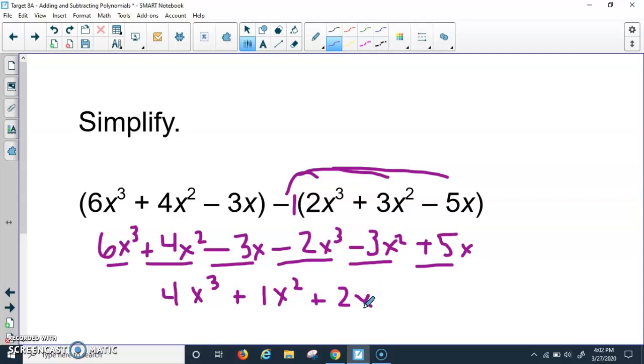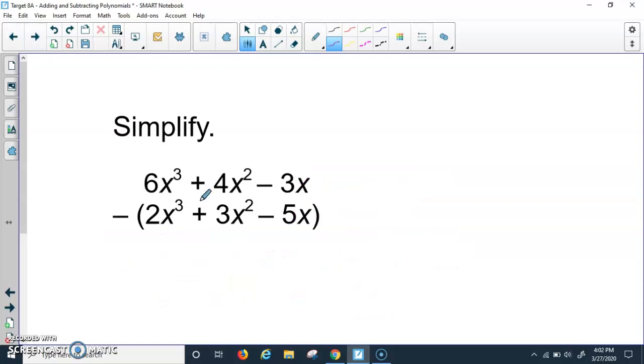Now, I will tell you this. So here's your answer, and it's in standard form because the exponents are going down in order from left to right. If you are given a problem in horizontal and you want to write it in vertical, you can go right ahead. Matter of fact, here's what this problem would look like if it was written in vertical format. But it doesn't change the amount of work you have to do. You still have to take this negative 1 that's out in front and distribute it to each of the three terms in that second polynomial.